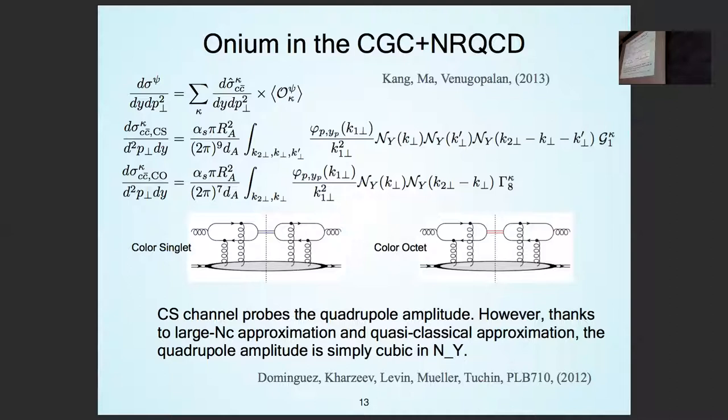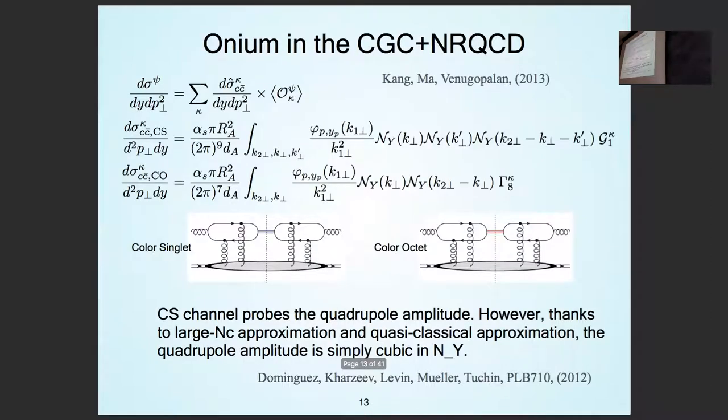This is because the color singlet contribution involves a quadrupole amplitude. But as long as we use the large N_c approximation with the quasi-classical approximation, we can convert this quadrupole amplitude into products of three types of amplitude. Unfortunately, the color singlet channel is smaller than the color octet channel, so we don't need to worry about the quadrupole amplitude.